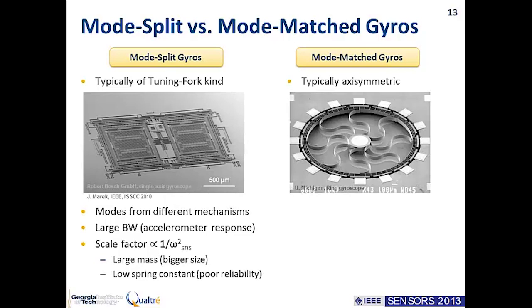One of the advantages of operating in mode-split conditions is that you get a much larger bandwidth. This is because you're not operating in this high Q region, where your bandwidth is determined by the resonance frequency divided by that Q. So you get this type of acceleration-type response. If you remember the previous plot, you're in this flat region, so you get a lot more bandwidth. As we mentioned, the scale factor is inversely proportional to our resonance frequency.